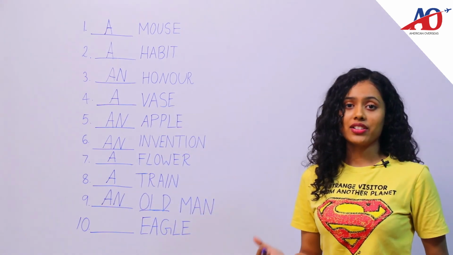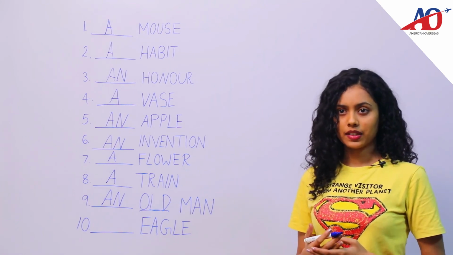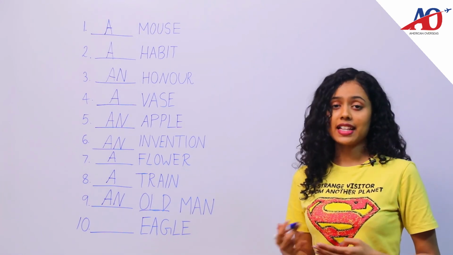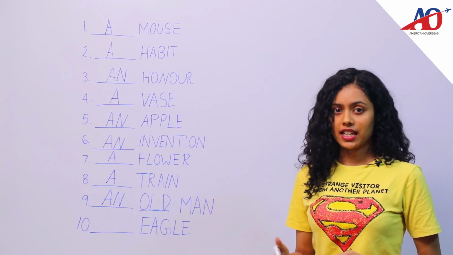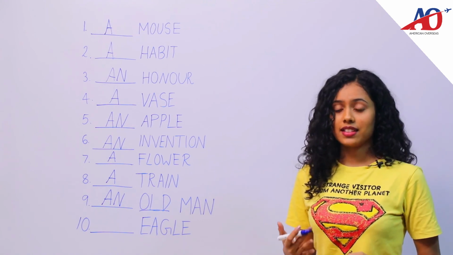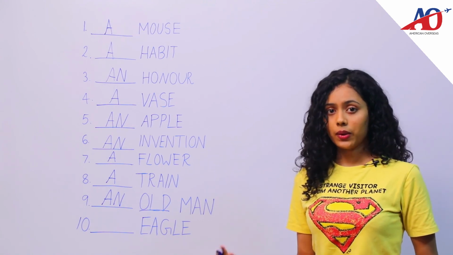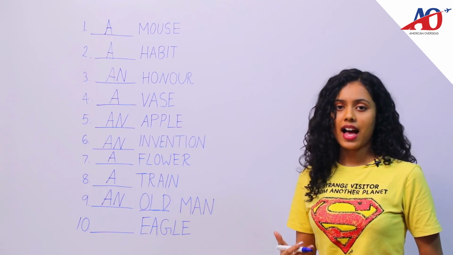We've come to the last word, and that word is eagle. Eagle is a bird. It's actually one of my favorite birds. So eagle, is it a vowel sound or a consonant sound? Since it starts with an E sound, we would say it's a vowel sound. So the answer would be an eagle.